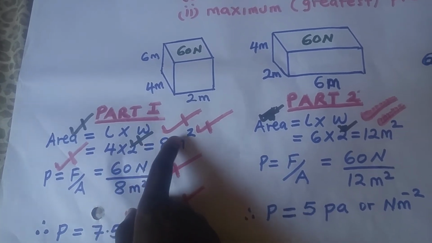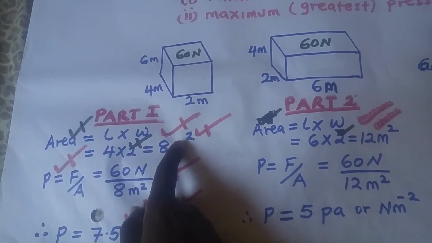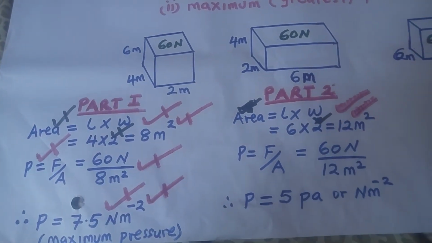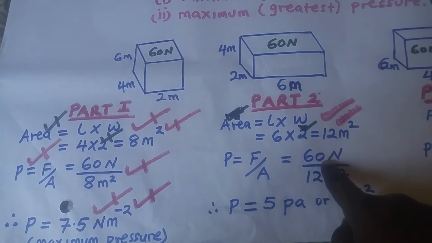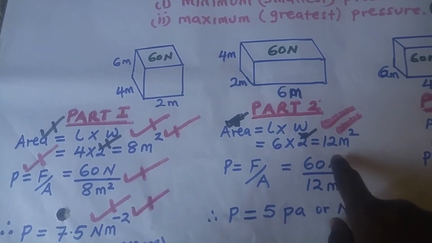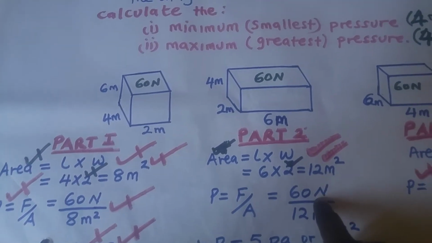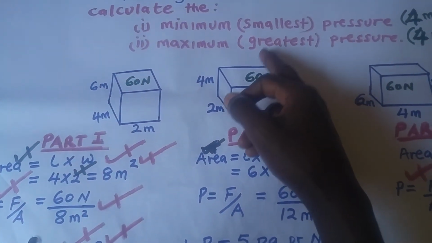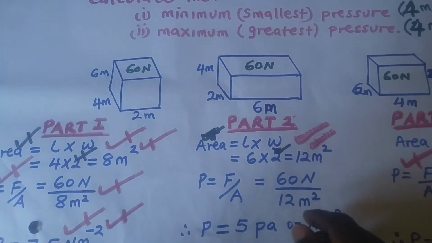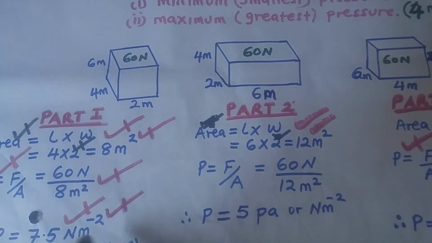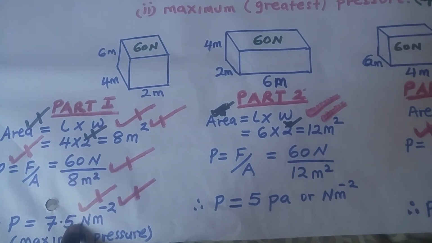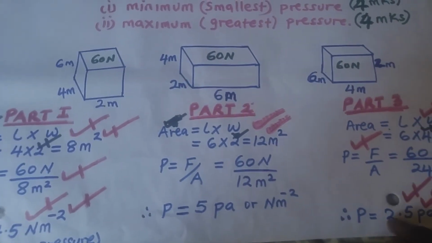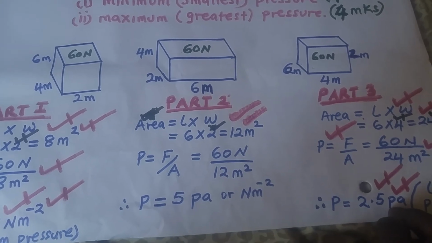The correct answer and the correct unit. So this is what happens in part 1, in part 2, and part 3. But now part 2, we are not awarding marks. Why are we not awarding marks for part 2? Because the question is, they want minimum pressure and maximum pressure. There are only 2 pressures which they want, not 3. So the highest is 7.5. That's why we are awarding for the maximum, and then for minimum is 2.5.